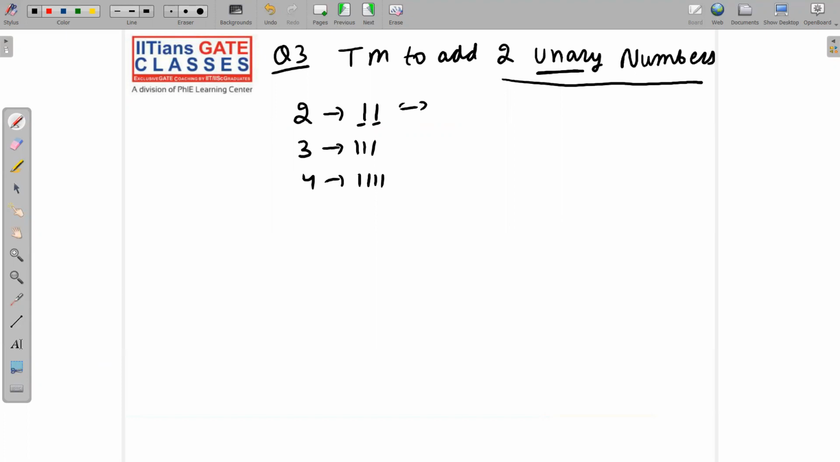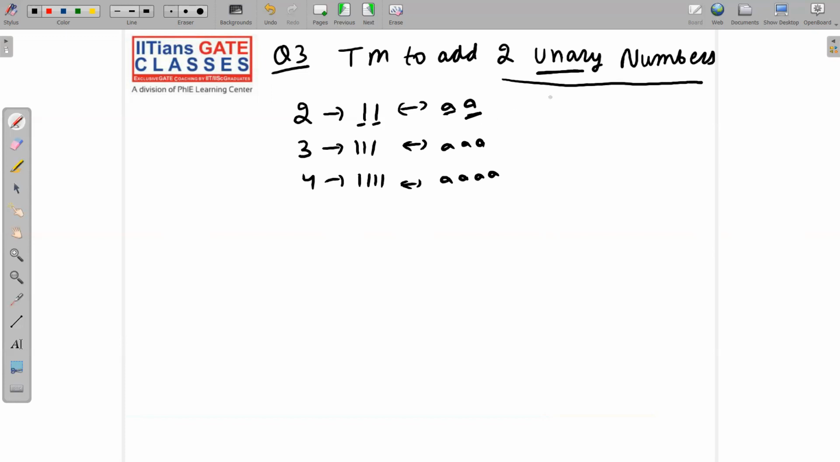In place of double 1, you can write double A also. In place of triple 1, you can write triple A also. In case of 4 1s, you can write 4 A's also, and so on. So unary base means only one symbol is used to represent a number. I hope I have made the point clear to all of you.